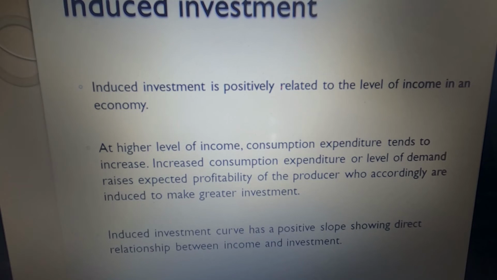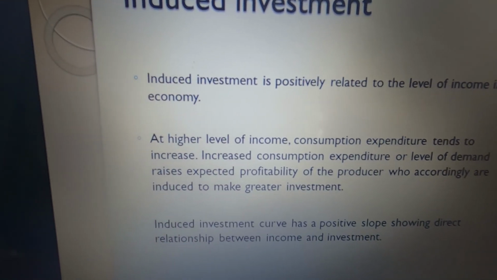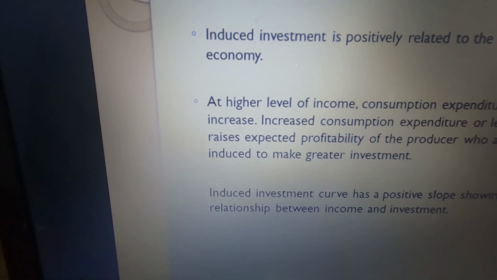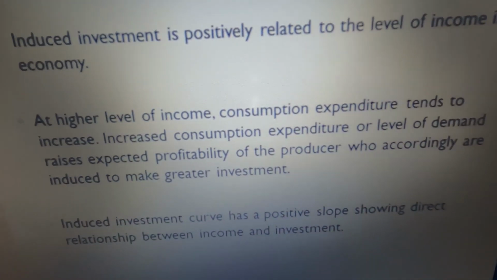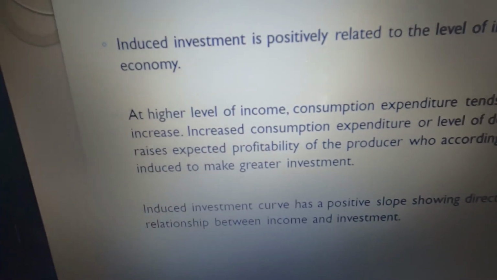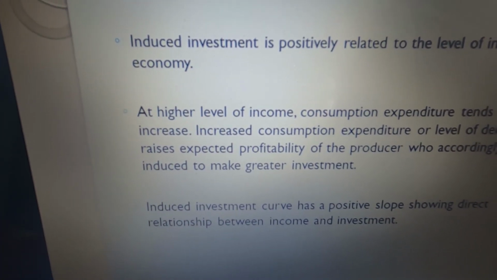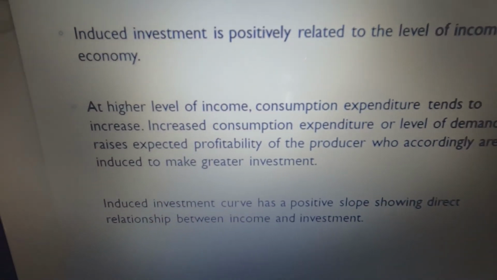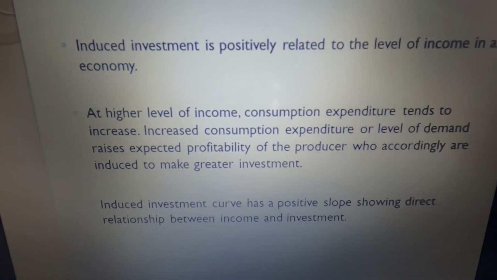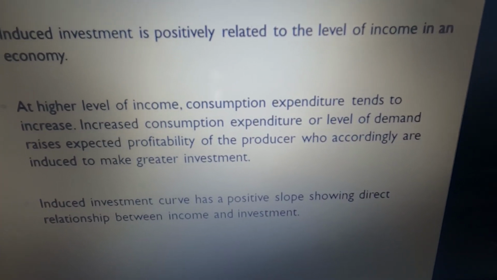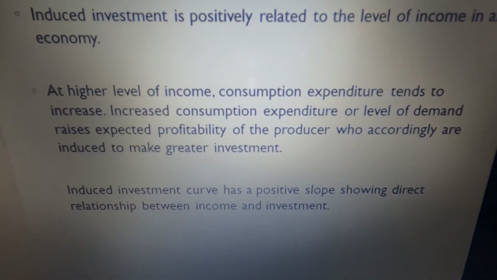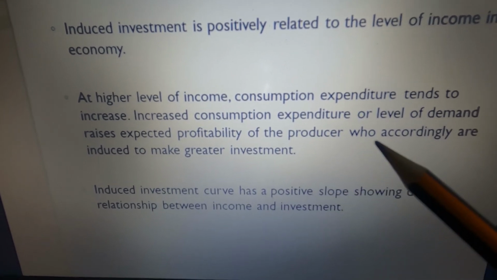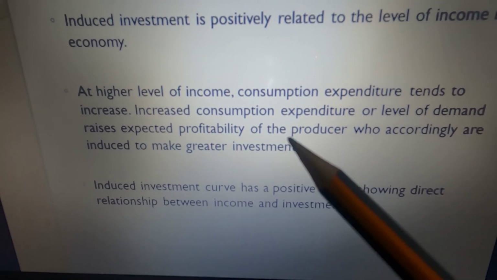So what we have to take here? Income and investment. The relationship between these two is positive. Right, which means what? At higher level of income, consumption expenditure tends to increase. When there is an increase in income, obviously consumption will also increase, right? Increased consumption expenditure or the level of demand raises expected profitability of the producer, who accordingly are induced to make greater investment. Very simple, right?